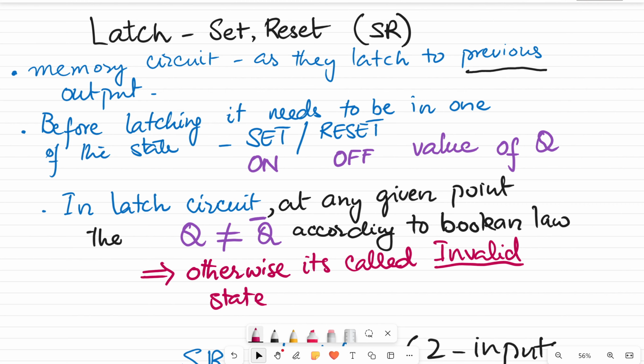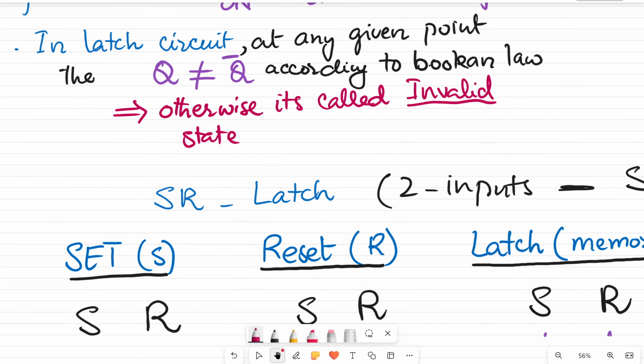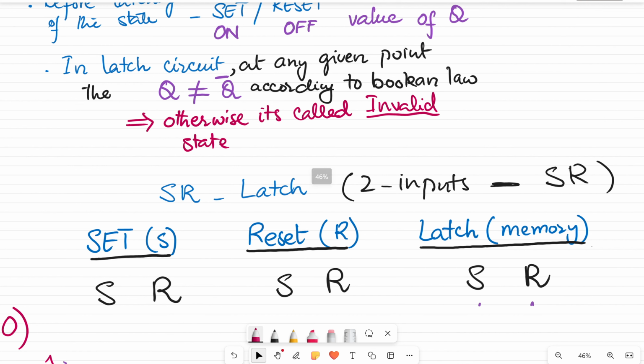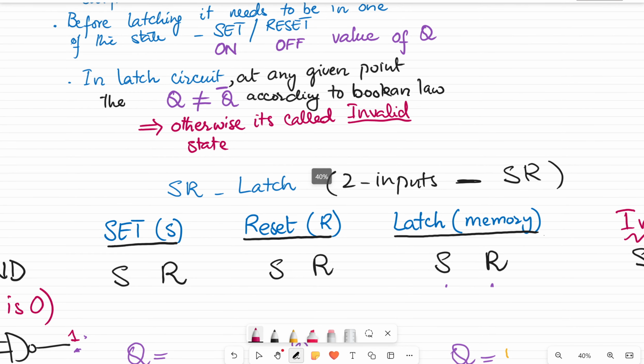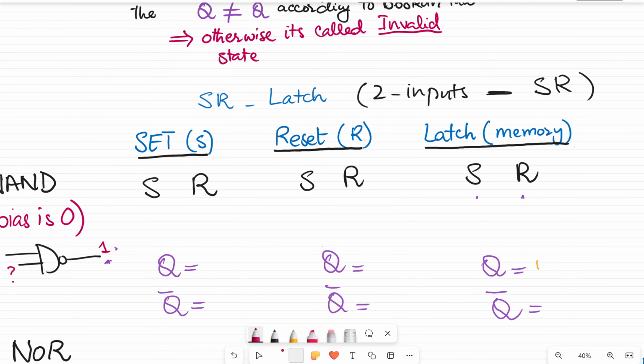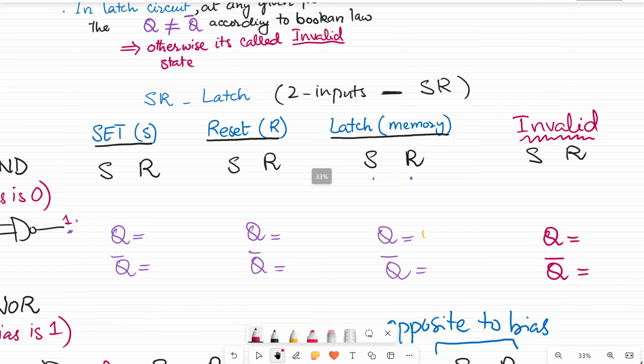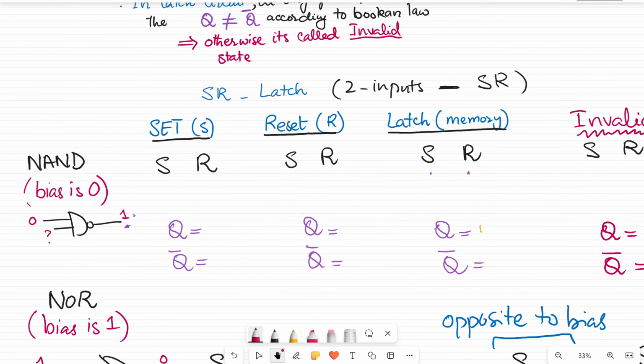Looking at the latch circuitry, it is a 2 input and 2 output circuit. Let's see, we have 2 types of latches. One is called a NAND gate latch and one is called a NOR gate latch.